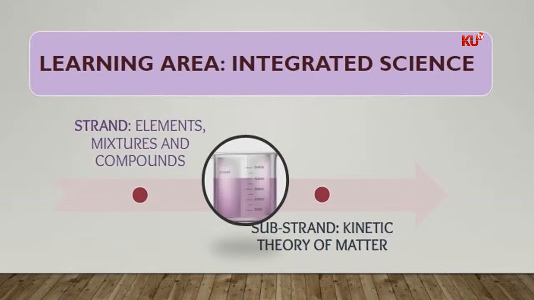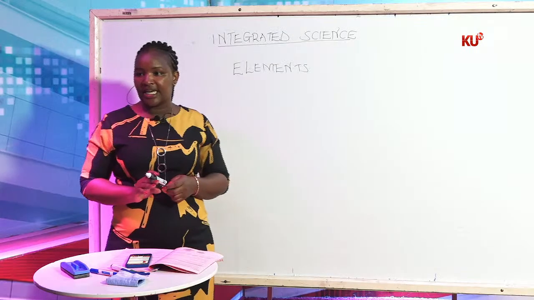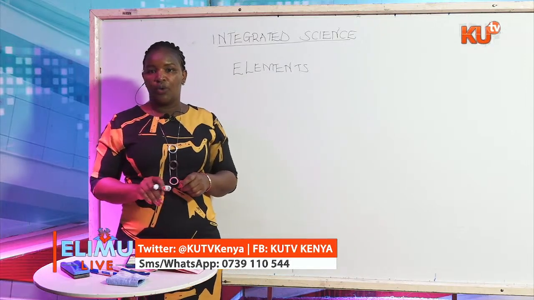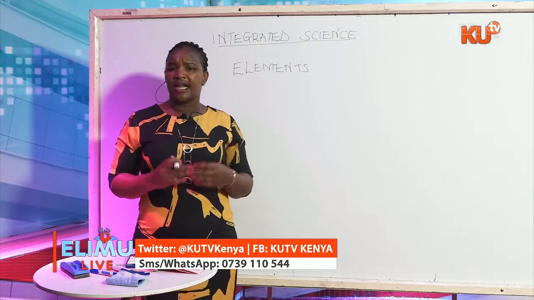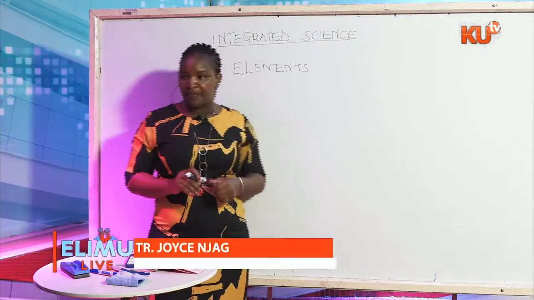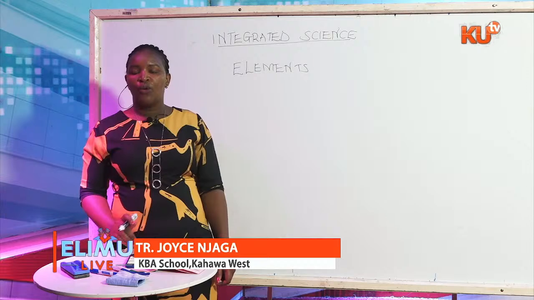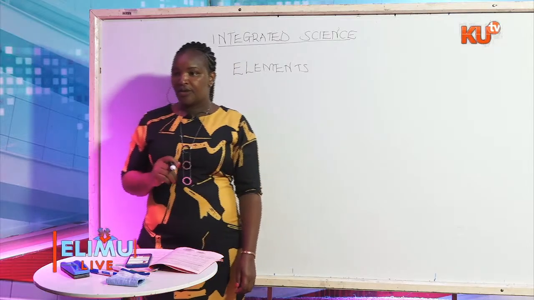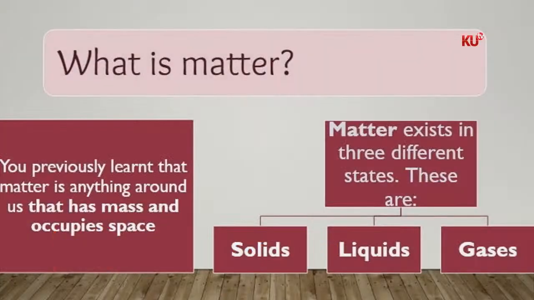And to start off, we'll be looking at what we already learned in our previous classes. When we were in grade 4, 5, and 6, even before we joined the junior school, we came across a topic called matter. So I'll start by recapping. What is matter? In our previous class, we defined matter as anything around us that has mass and occupies space. That was the definition of matter in our previous grades.